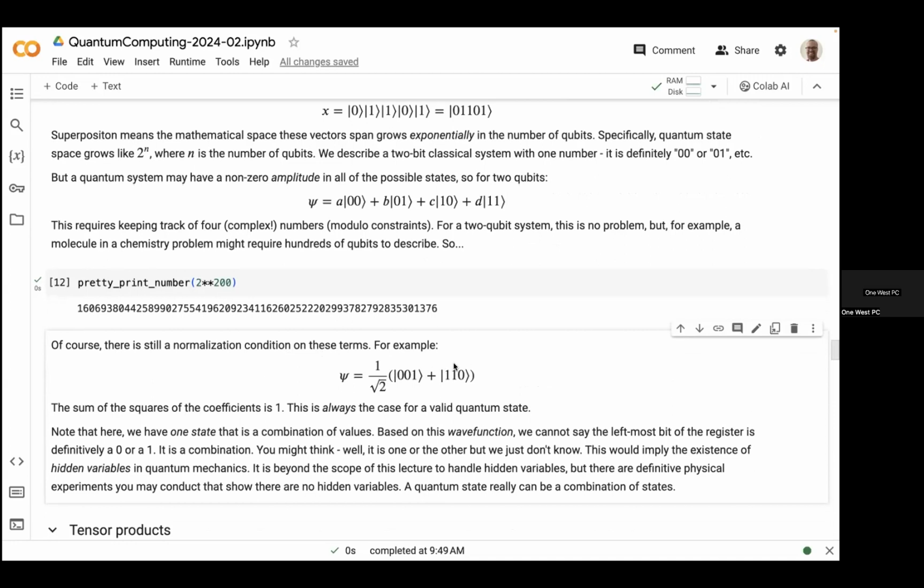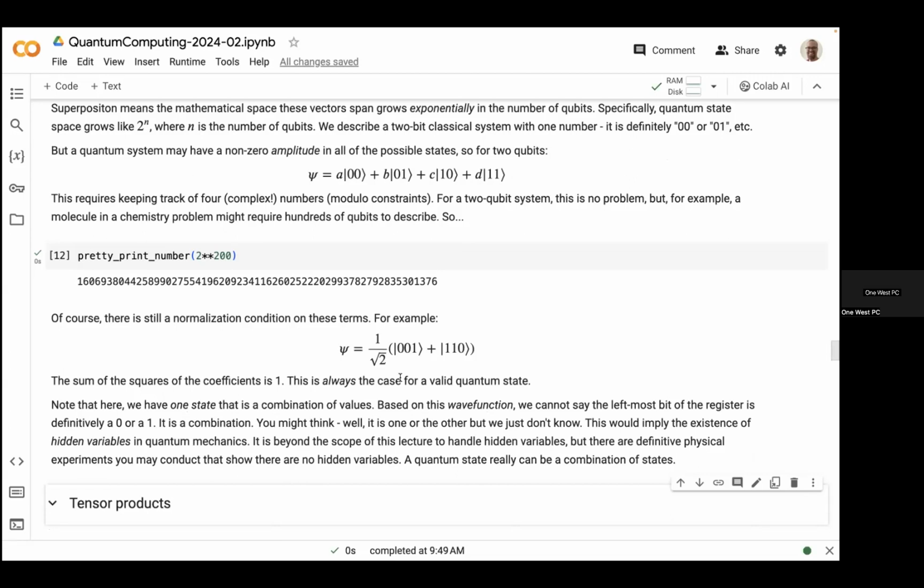Now, just a side comment again, this is covered up above in the section on superposition and entanglement. Here we have one state that's a combination of values. So based on this wave function, you can't say if the leftmost qubit is in 0 or 1. It's a combination, right? And you might think, oh, well, it really is in 1, and we just don't know which one it is, we have to measure. But that implies the existence of hidden variables, and it's beyond the scope of this lecture to handle hidden variables. But there are definitive physical experiments you can do to rule out hidden variables. So it's not that. It really is a combination of these things.